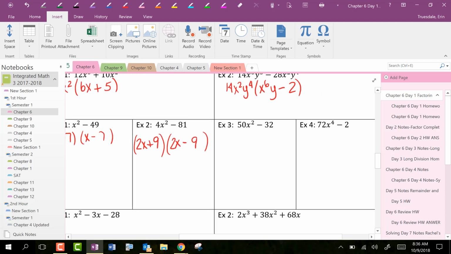Okay, something like example 3 might not look like the difference of 2 squares, but it does have a GCF involved. And so once I pull out the 2, then I have 25x squared minus 16. So now look at the part that's in the parentheses. Is that the difference of 2 squares? Yeah, so go ahead. Why don't you guys factor that into 2 factors, difference of 2 squares.